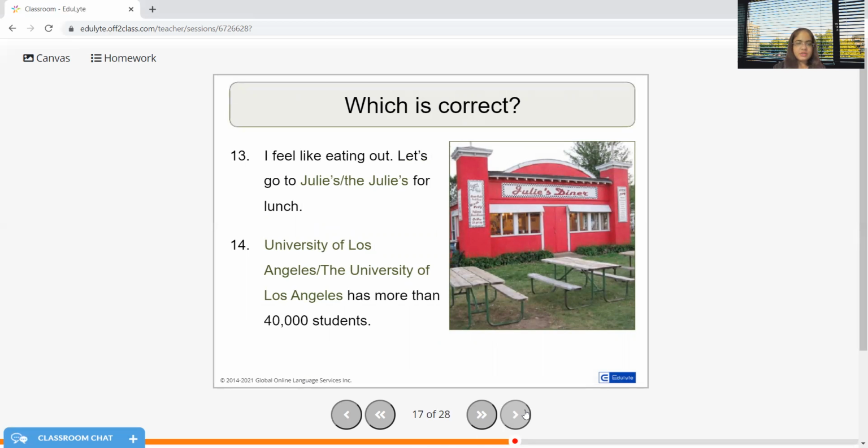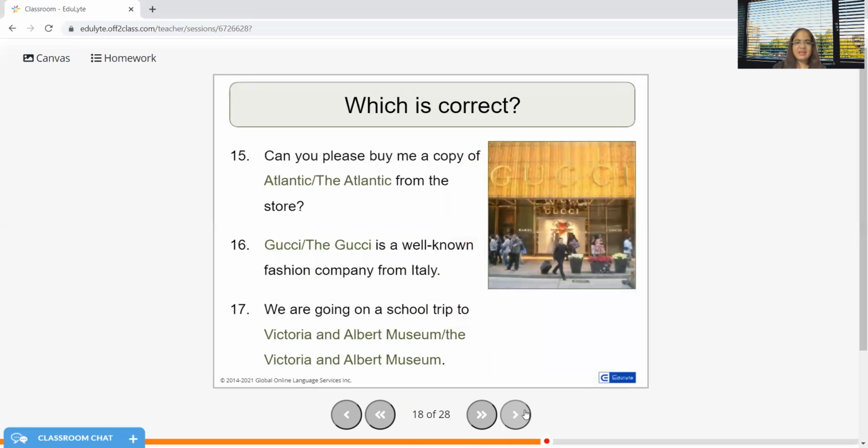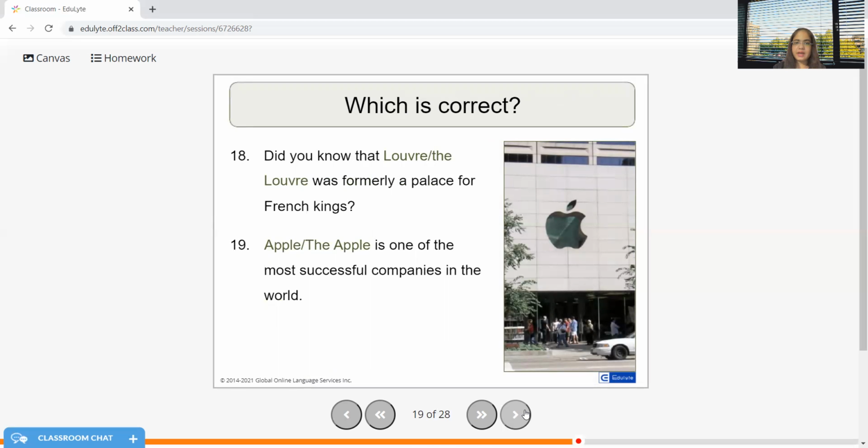The University of Los Angeles has more than 40,000 students. Can you please buy me a copy of the Atlantic from the store? It's again the name of a newspaper. Gucci is a well-known fashion company from Italy. We are going on a school trip to the Victoria and Albert Museum. Do you know that the Louvre was formerly a palace for French kings? Apple is one of the most successful companies in the world.